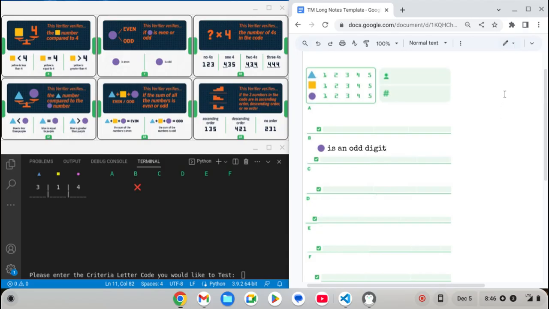And of course, since circle is odd, let's go ahead and cross out the 2 evens. So 2 and 4. I think the next thing I'd like to test is criteria card E.